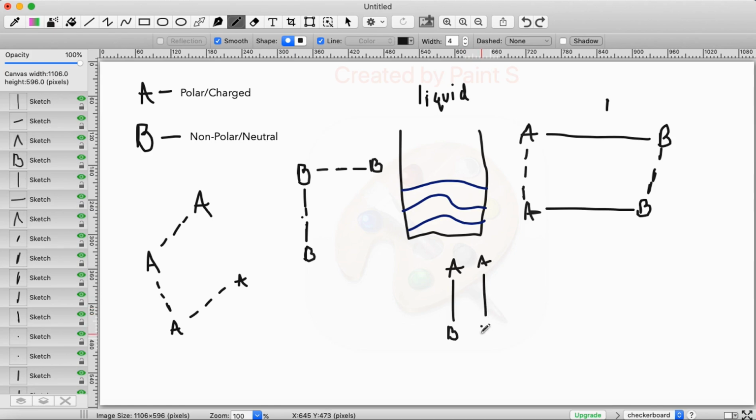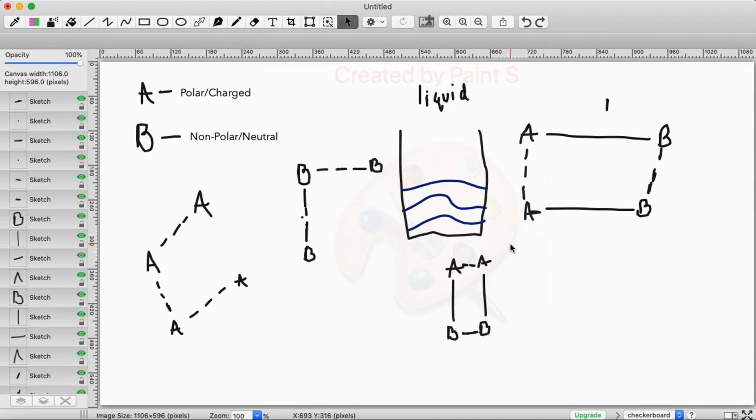The reason why it does it is this. It's because you have the interactions between A, you have the interactions between B, and then the A likes being with the other polar molecule, and the B doesn't. Okay, so this is important.